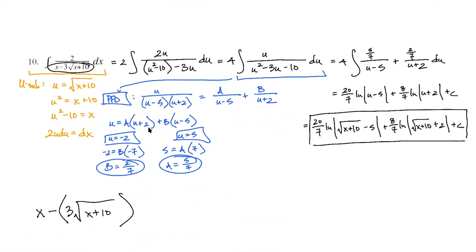Does that make sense? So the setup is a little bit different because there are no parentheses around the x minus 3. It's really saying x minus this other thing, okay? So when I'm solving for x in terms of u, I end up with x becomes u squared minus 10.